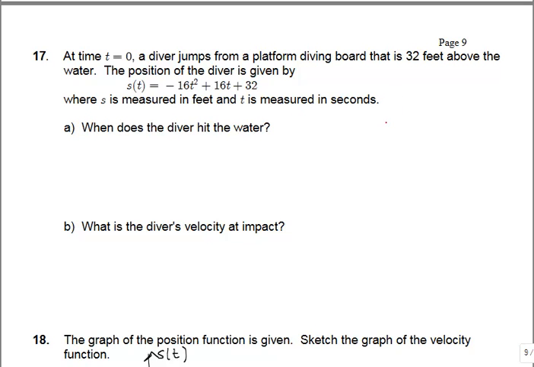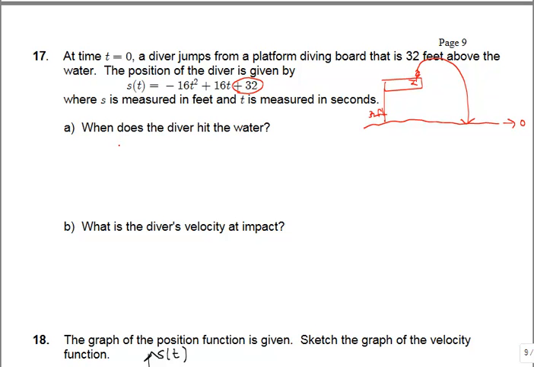So to help you visualize this, we have this diving board, and it's 32 feet above the water level, and our diver jumps up and then eventually splashes down into the water over here. Okay? So notice that we are measuring from the water level because you see that plus 32 on the end of our function. So height 0 is right here at the water level. So this is going to be your position of 0, height 0. So that's going to help us when we answer this first question.